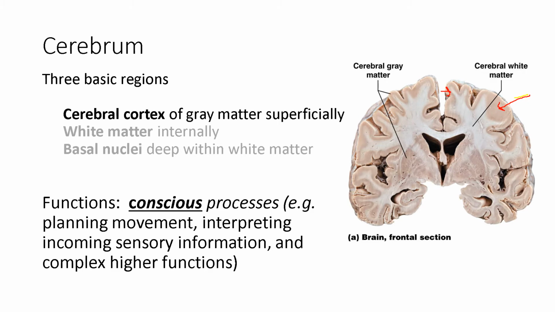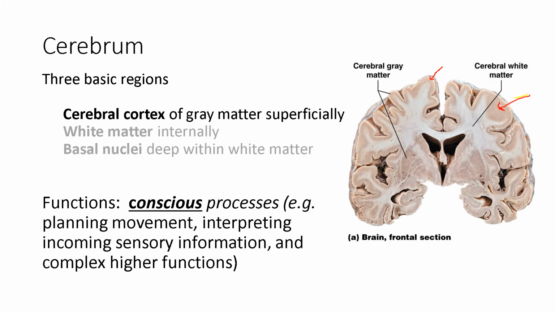I think that arrow's in the wrong spot. Let me redraw that. It's the kind of brownish pink looking layer right here. It's the most superficial layer. All right. So in this layer of gray matter that covers the brain superficially, there's a lot of information processing and functions that happen.